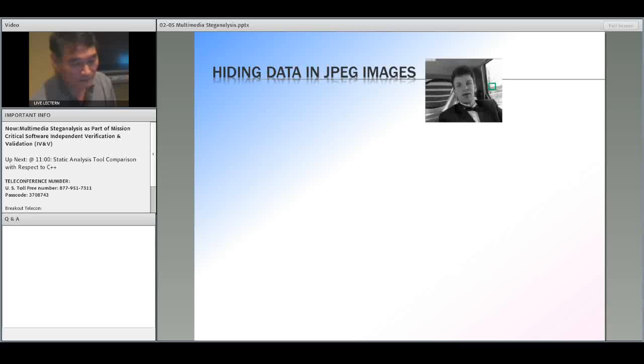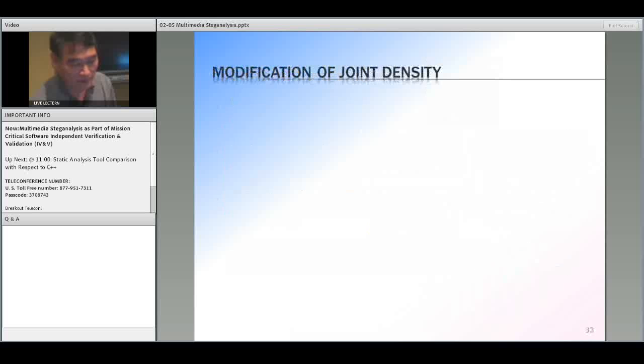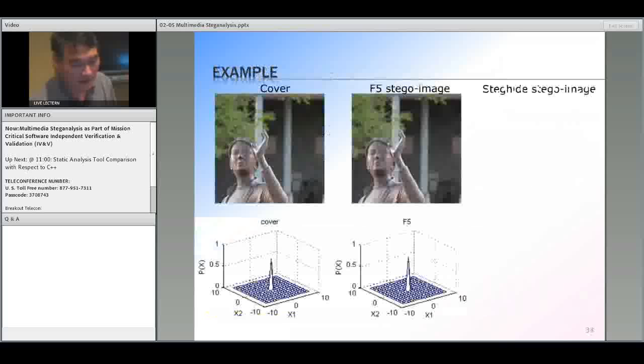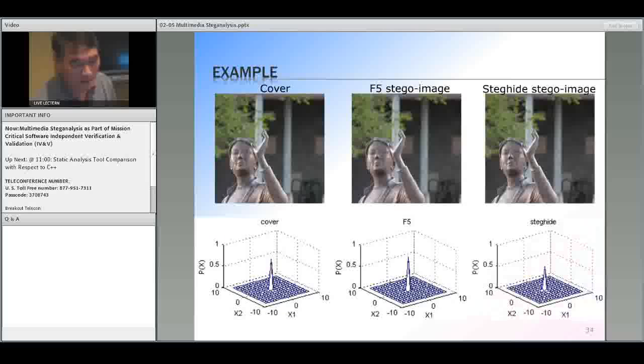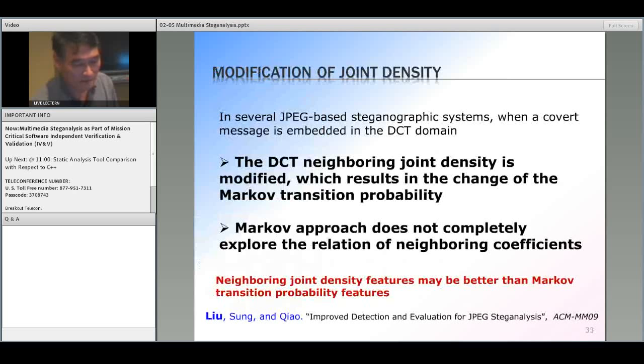All right, talking about hiding data. Sorry, I lost the sequence here a little.